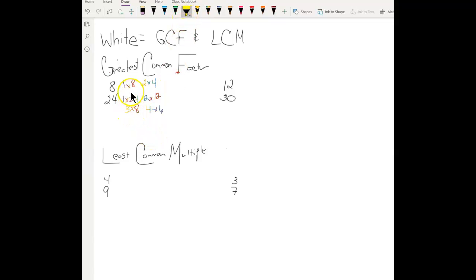So now we want to know the common factors. We found the factors. Now what's common? They both have a 1. They both have a 2. They do not both have a 3. They both have a 4. They do not both have a 6. They both have an 8. And that's it. So the greatest common factor is 8, because that's the greatest, the biggest thing they have in common of their factors.